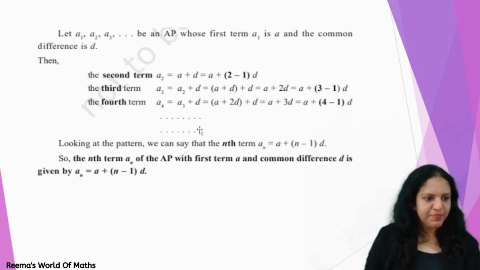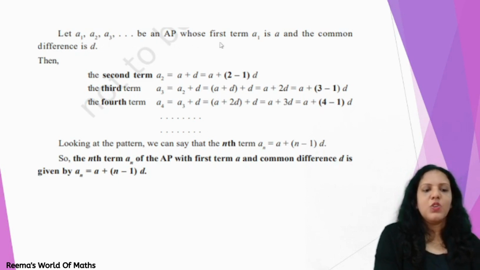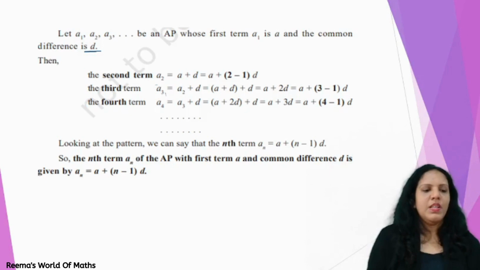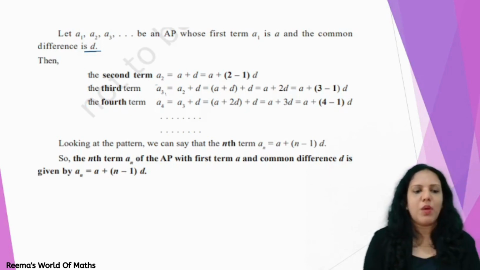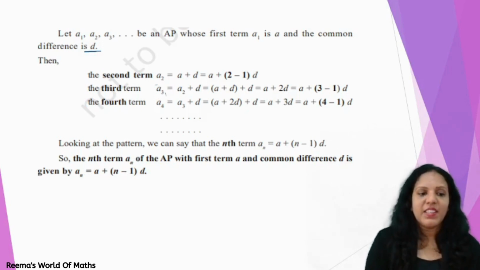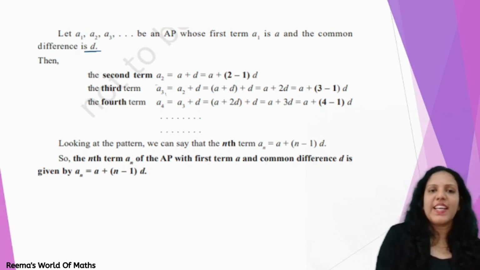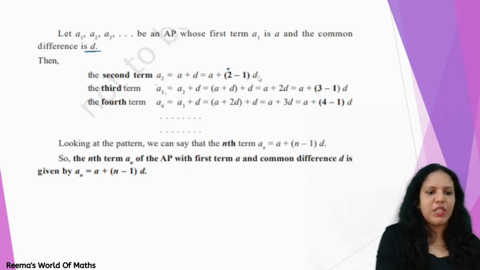So let's say a1, a2, a3 be an AP. a1 is the first term, a2 is the second term, a3 is the third term, and the common difference is d. The second term is a2 equals a plus d, which is the first term plus the common difference. So that is a plus d equals a plus 2 minus 1 into d. If it's the second term, then the position minus 1 is multiplied by the common difference.